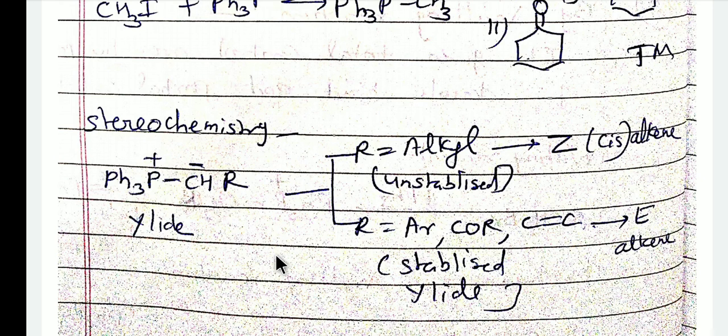So in this method, by the dehydration of alcohol and alcohol derivatives and by the Wittig reaction, we can easily synthesize alkene molecules.